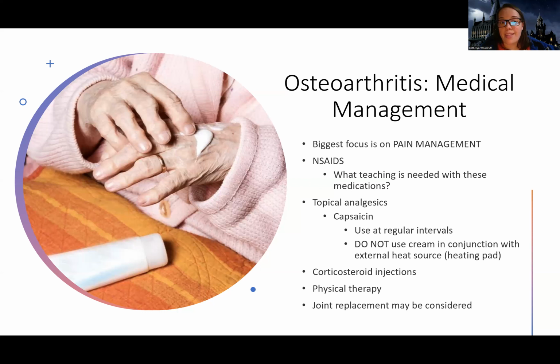But one thing to keep in mind is, God, I hope you have never had my experience where I used Icy Hot and then touched my eyeball. I will never forget that moment that day.